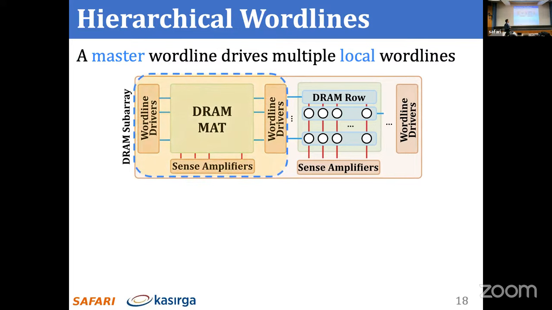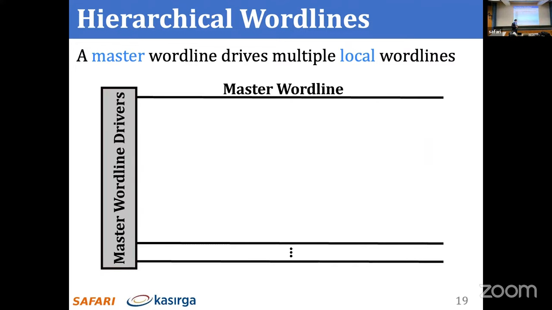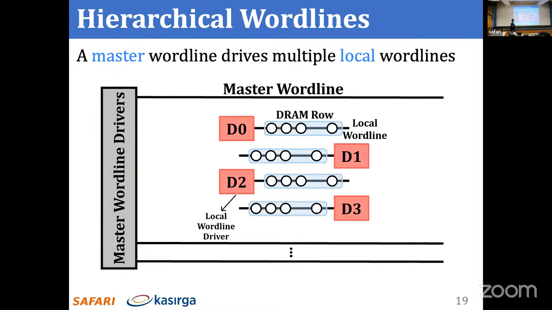Now we'll basically look at what's inside this highlighted region that contains word line drivers and DRAM mats. So this is the depiction of this hierarchical word line scheme I'm describing. Here you see a master word line. You see multiple master word lines that the row decoder drives. And now these master word lines drive multiple local word lines, and those local word lines are connected to the access transistors that will enable the cell and connect them to the sense amplifiers.